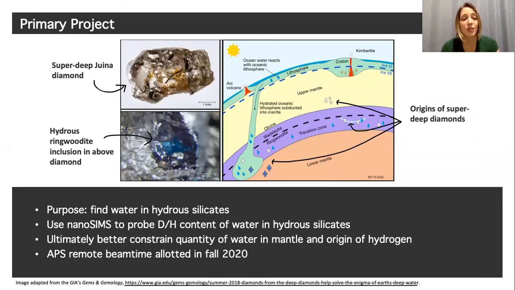One thing I can do is use nanoSIMS to probe the deuterium to hydrogen ratio of water within these hydrous silicates. And this will ultimately help us understand where water in the deep earth is coming from. So far for this project, I've submitted a proposal to APS, and I've been allotted beam time there, albeit remote beam time, in the fall of this year.